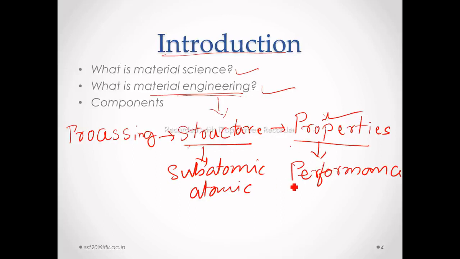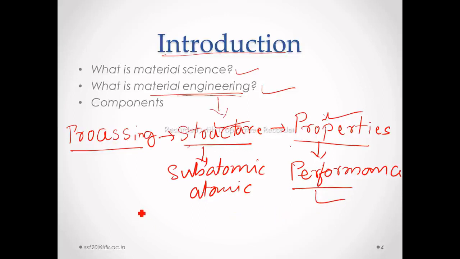And performance. Performance is like, what is the output? The performance is affected by the properties, whereas the structure can be changed with the help of processing. So what is the processing method, and how will it be carried out, from which the structure can be varied? These are correlated with each other. So ultimately the processing, structure and properties will affect the performance of the materials.